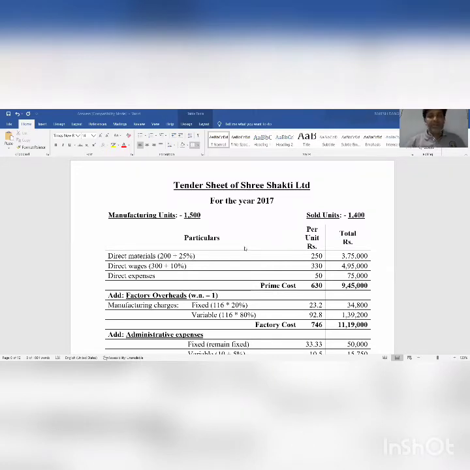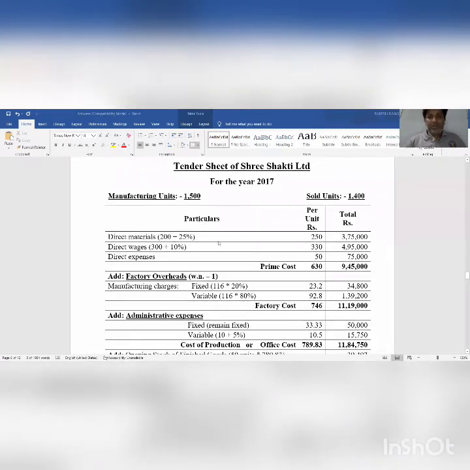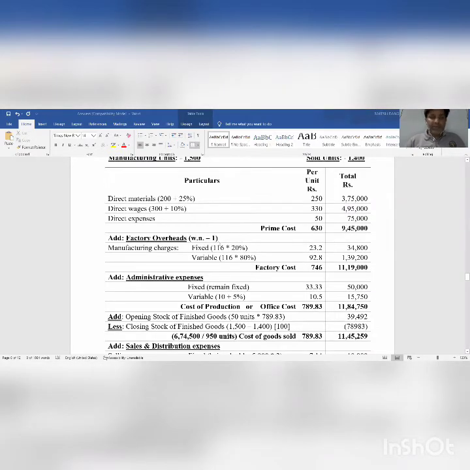Now we prepare the tender sheet of Sri Shakti Limited. As you see on your screen, in 2017 there is an estimation of manufacturing units of 1500 and sales units of 1400. First we prepare a cost sheet like a tender sheet, with columns of particulars, per unit rupees and total rupees. First one, direct material. In 2016 direct material was rupees 2 lakh and per unit rupees 200, as we calculated in the above cost sheet.